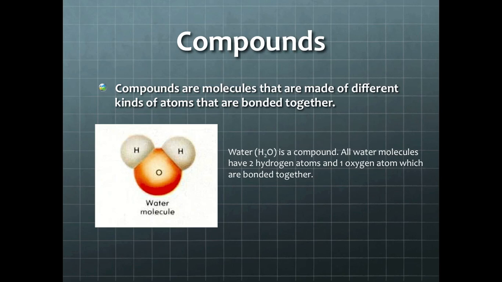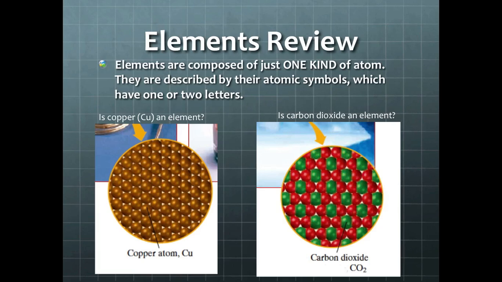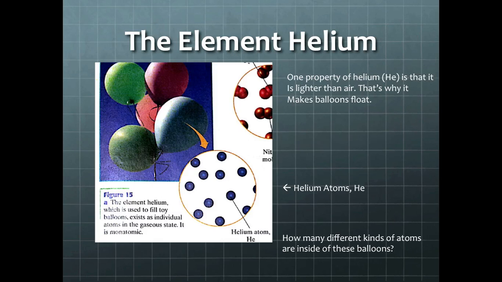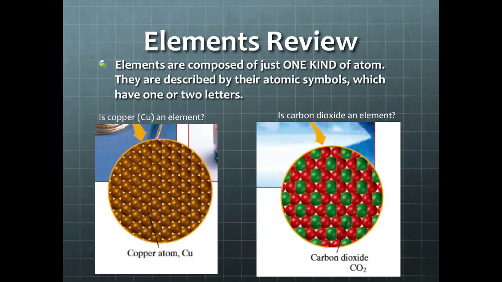For example, take a look at the water molecule. Water is a compound. All water molecules have two hydrogen atoms and one oxygen atom bonded together. So you have different kinds of atoms bonded together. That's different from elements, which have just one kind of atom bonded together.